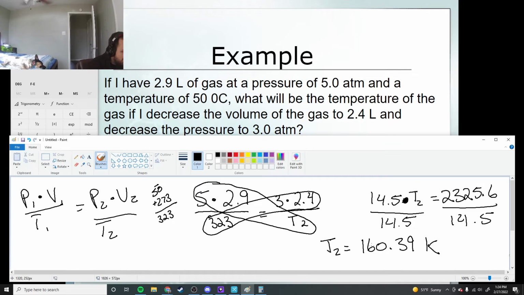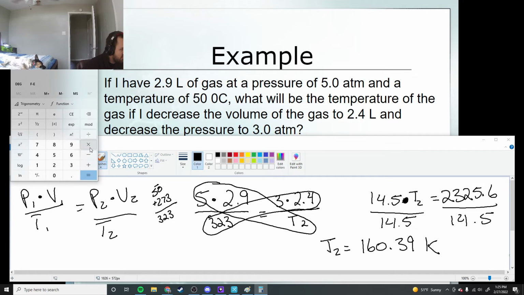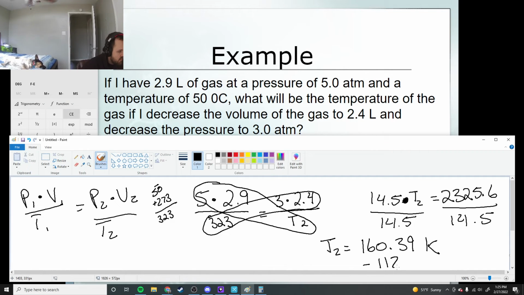If we wanted to convert it back to Celsius, we'd have to do the opposite of what we did over here. So instead of adding 273, we would be subtracting 273. So if we wanted to do that, we would just say minus 273, and it would come out as, sorry, negative 0.61 degrees Celsius. Okay, either one of these two answers is fine. It just depends on whether you want to leave it in Kelvin or convert it to Celsius.